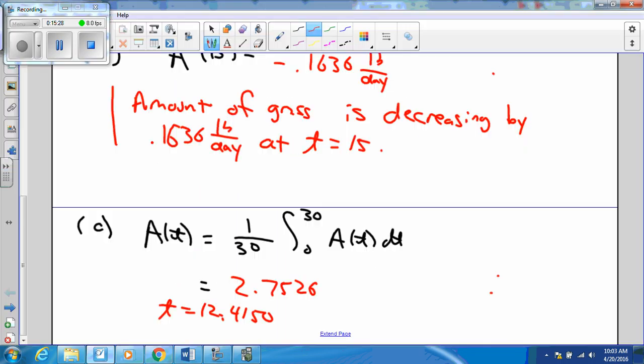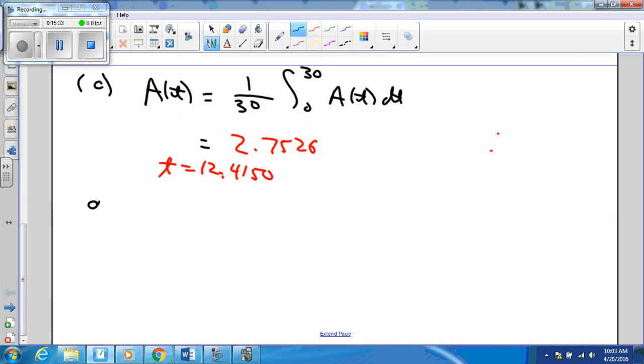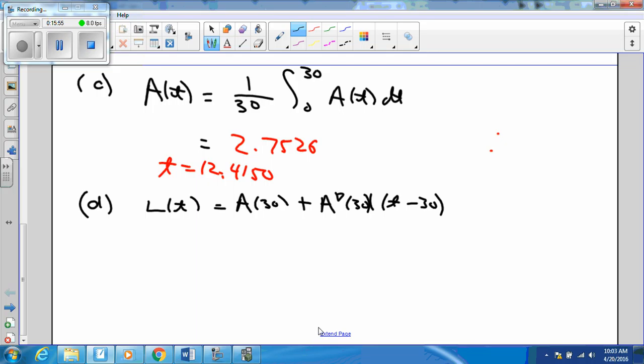Now in part D, they ask you to do a linear approximation at t equals 30. And since we are very comfortable with Taylor series, we'll put our linear approximation in the Taylor series form. So we recognize that it's going to just be a first degree Taylor polynomial centered at t equals 30. And we already have a value of a of 30, which we got in the previous part.